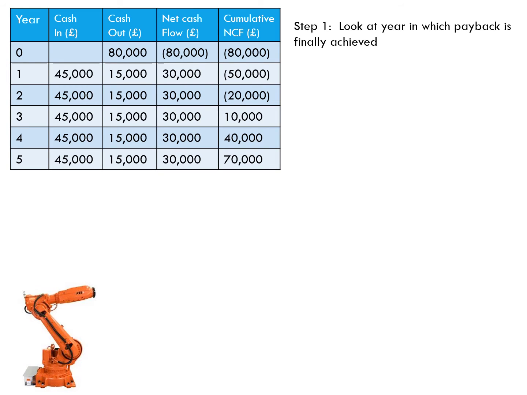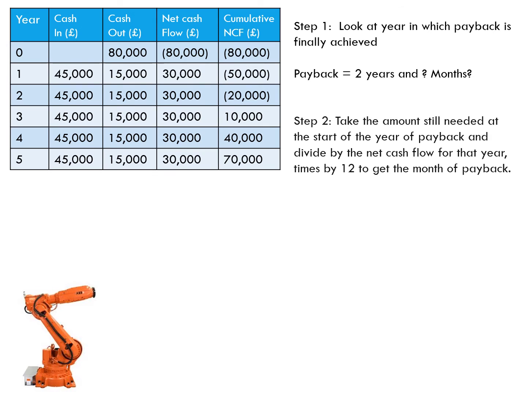So we know that the payback period is going to occur during the course of the third year, which means our payback period is going to be 2 years and a certain amount of months. And what we need to do is work out how many months that is. At what point during the third year will payback be achieved?